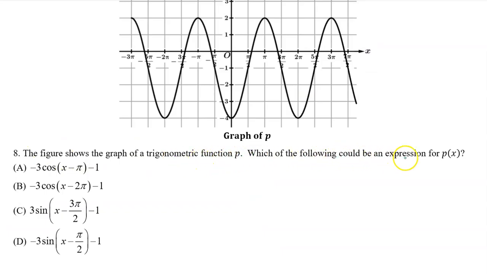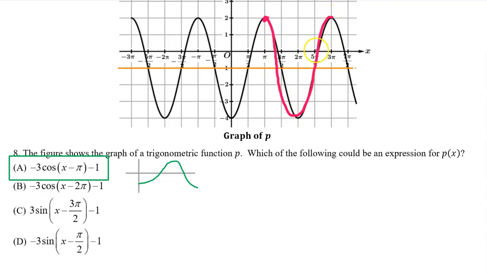Number 8. The figure shows the graph of a trigonometric function p. Which of the following could be an expression for p of x? With a negative a value, function A is an upside down cosine function, so the first period should look like this. The c value is negative pi, so the phase shift is positive pi. Therefore, the first period of function A should start right here at pi. If we trace out one period starting at pi, we get a shape that looks like this. This is a right side up cosine function, not the upside down cosine we were looking for. So option A is not the answer.